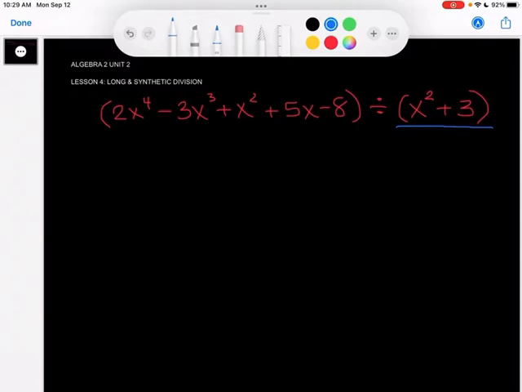So when we do long division, we set it up like you would remember from elementary school, where what you're dividing by goes on the outside, and what you're dividing into goes in here.